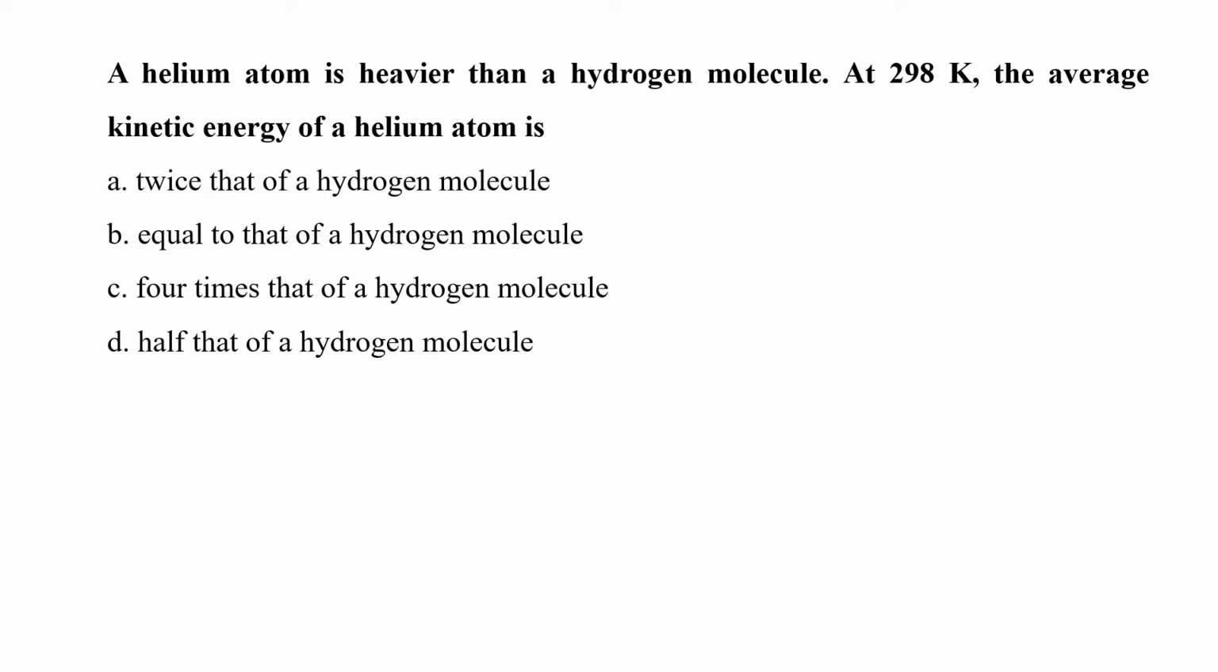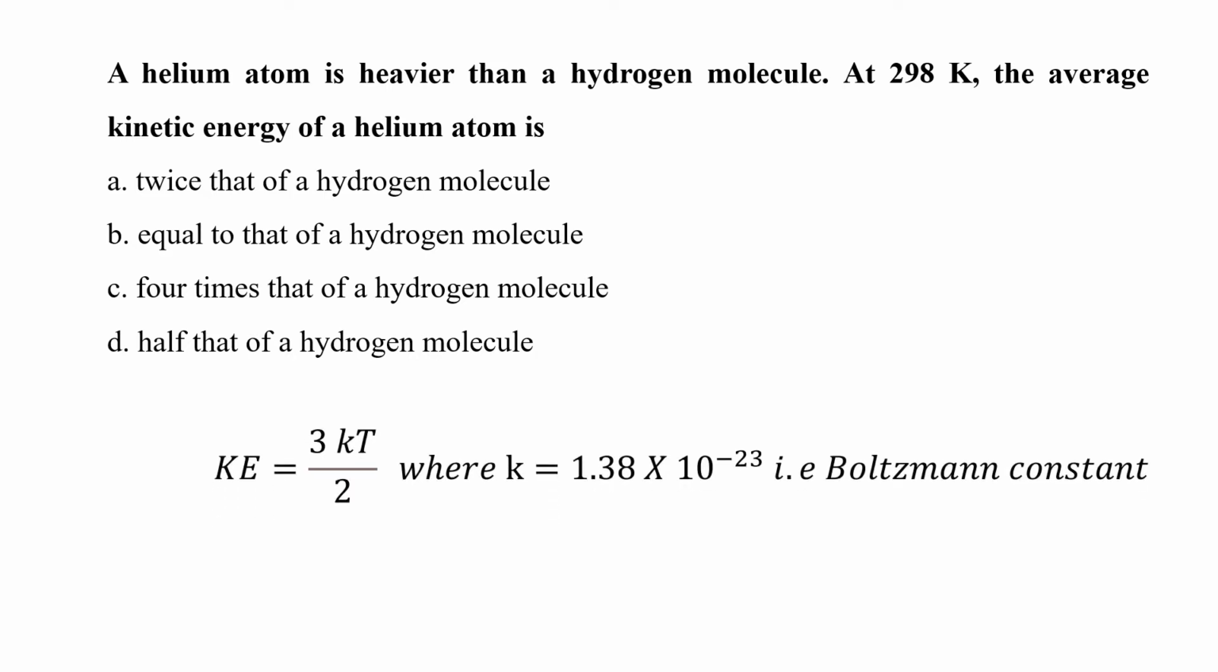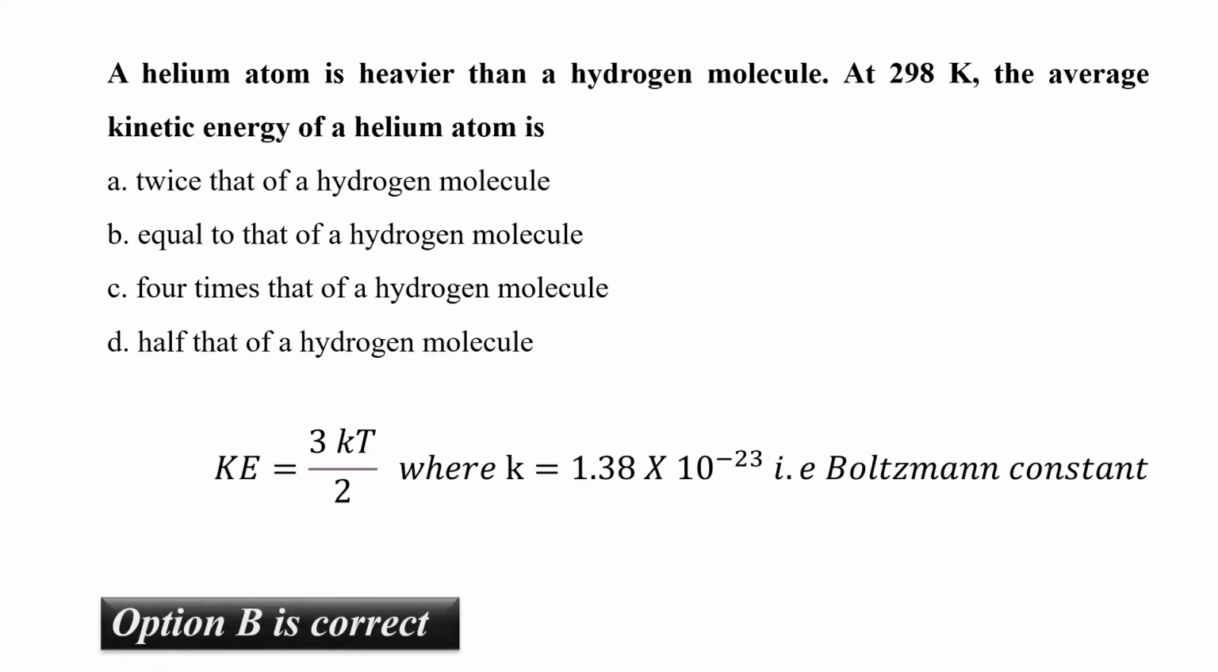Now, helium is a monoatomic gas, while hydrogen is diatomic. However, according to the kinetic theory of gases, the kinetic energy of gases is given as KE = 3kT/2. Here, k is 1.38 × 10^-23, and it is called the Boltzmann constant. As you can see from this equation, the kinetic energy is independent of the molecular structure, but is dependent on temperature. So, kinetic energy of both gases will be the same. So, the correct answer is option B.